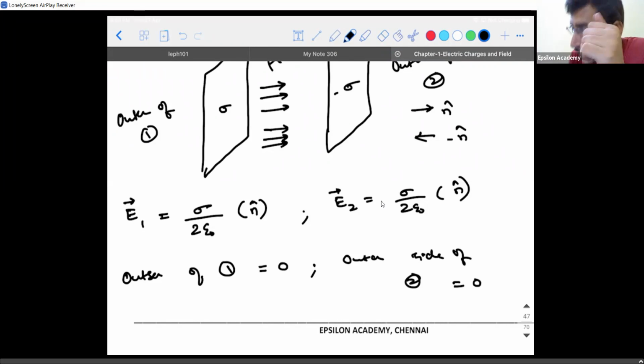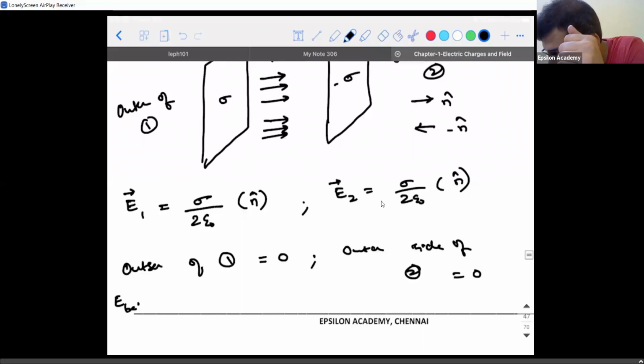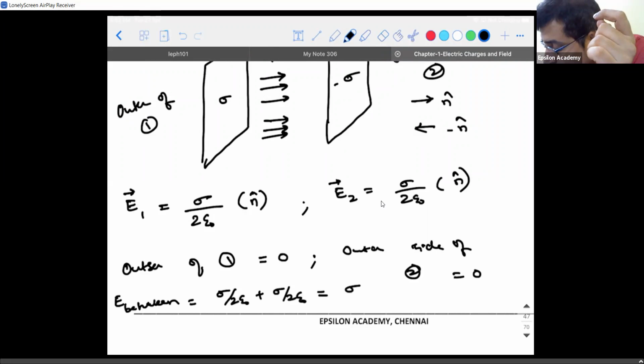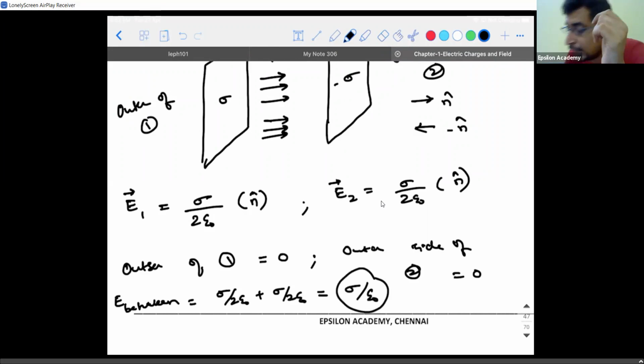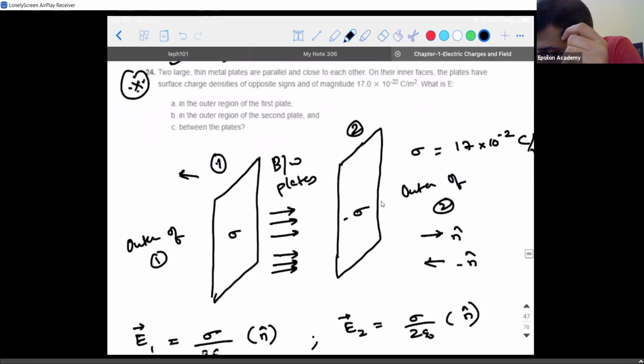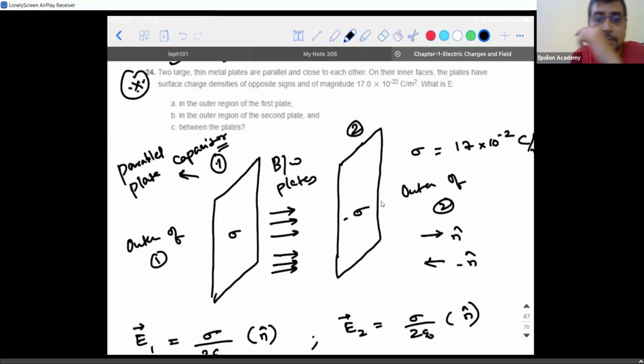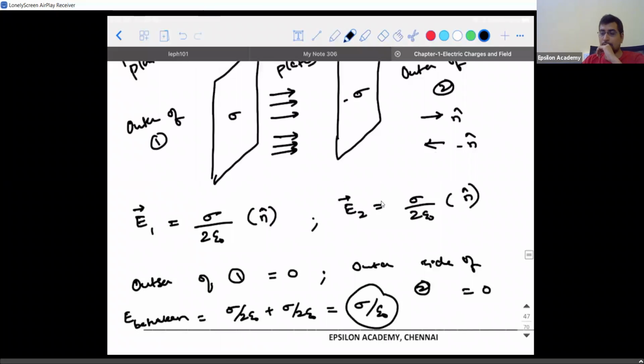But where is the electric field present? Between the plates, the electric field will be sigma by 2 epsilon naught plus sigma by 2 epsilon naught, which gives you sigma divided by epsilon naught. And this kind of arrangement is what is called a parallel plate capacitor.